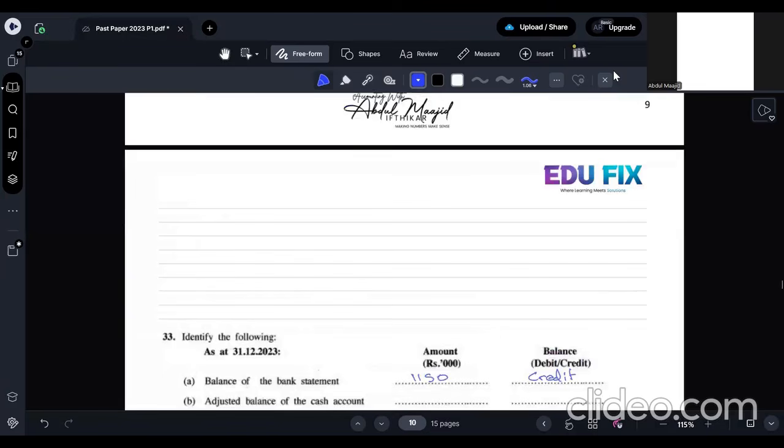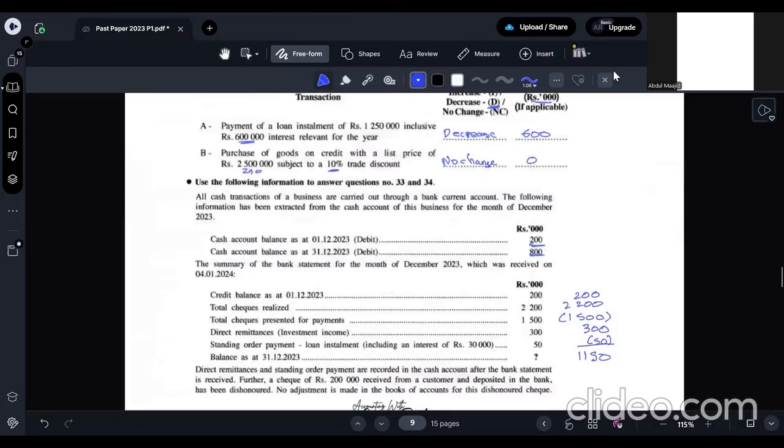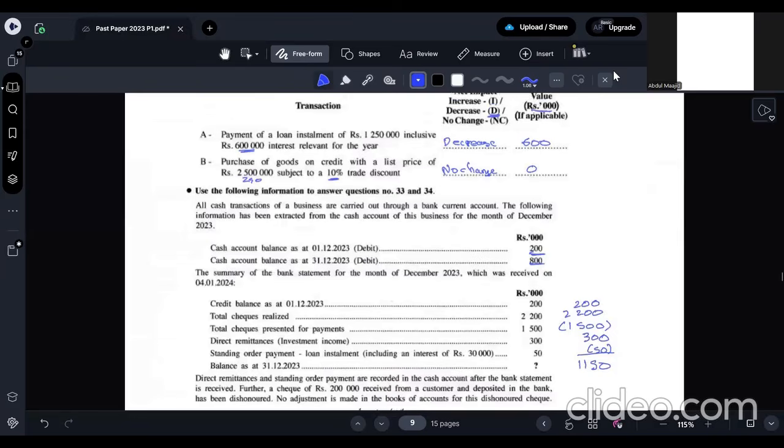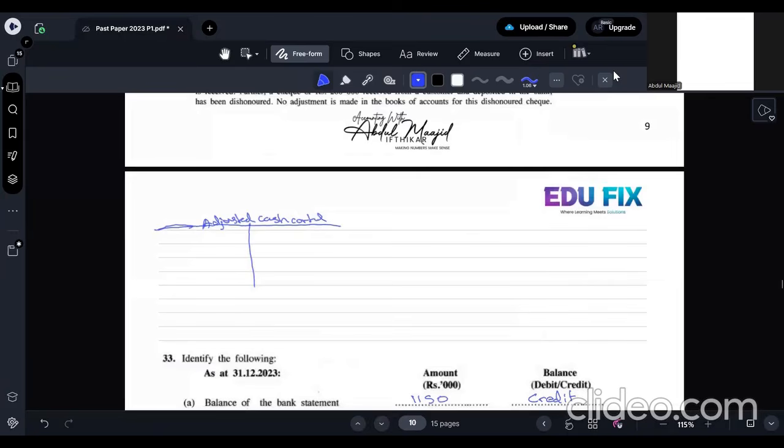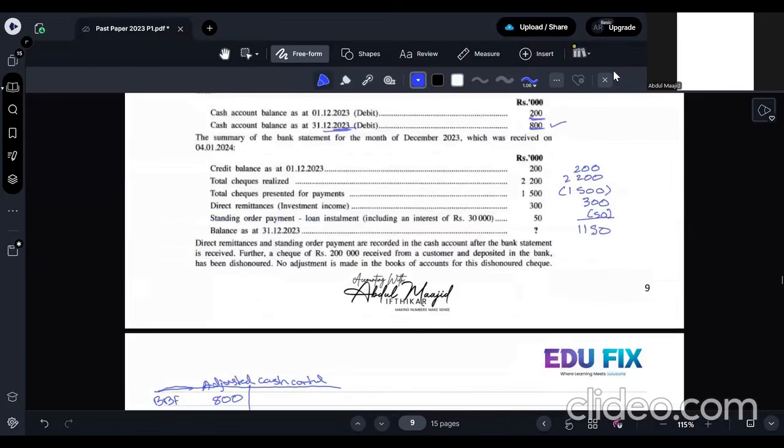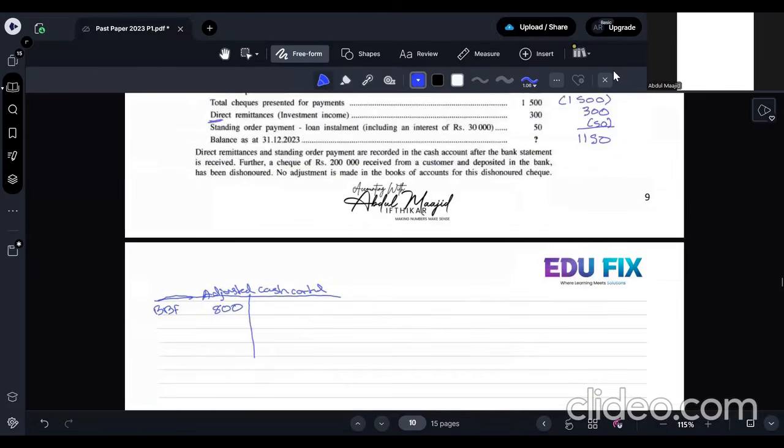For that you need to prepare the adjusted cash control. The closing cash balance, which they have calculated before considering the bank statement, is 800. You have to take that as the opening balance, BBF 800. And now record the direct remittance, 300. Standing order, 50.